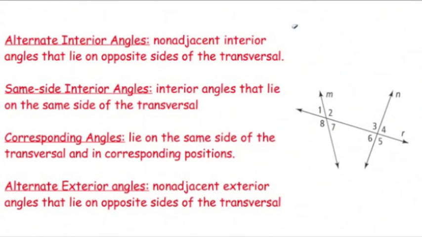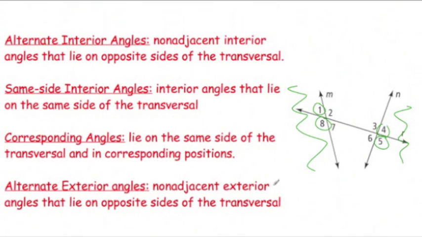Alternate exterior angles are non-adjacent, so they can't be next to each other. They are exterior angles that lie on opposite sides. These are all exterior, so they have to be on the outside. So 4, 5, 1, and 8 are the ones we're talking about. Let's look at number 1. If 1 is on the top side, it has to be on the opposite side, so the opposite would be 5 because it cannot be adjacent. Remember, adjacent is right next to it. So 1 and 5 would be alternate exterior angles. 4 and 8 would be alternate exterior angles.